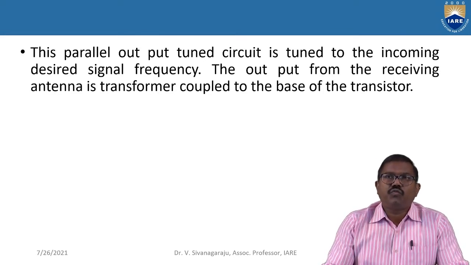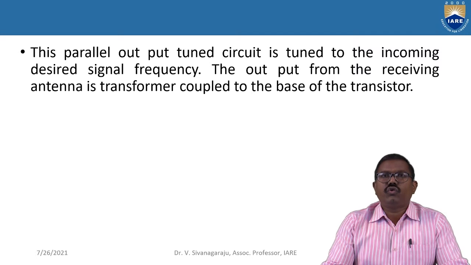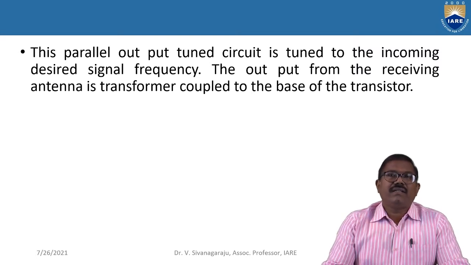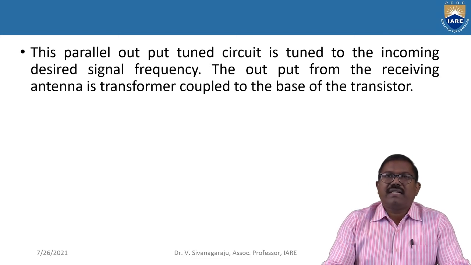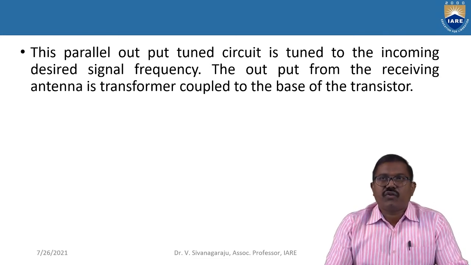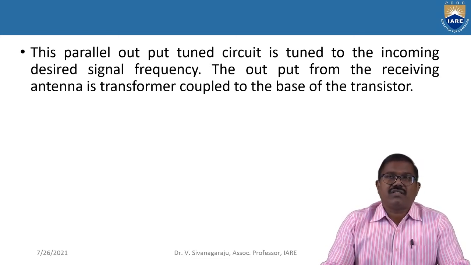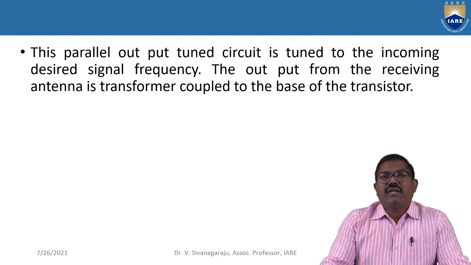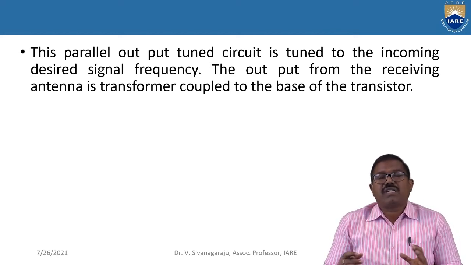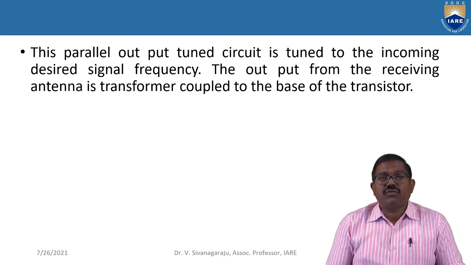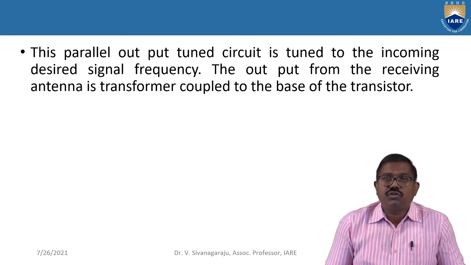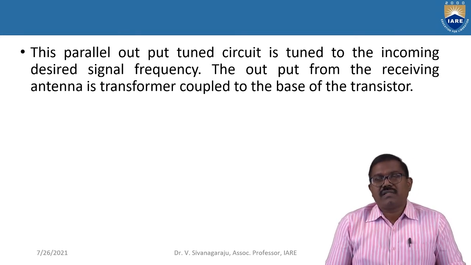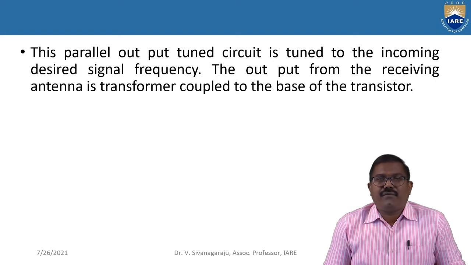So this parallel output tune circuit is tuned to the incoming desired signal frequency. The output from the receiving antenna is transformer coupled to the base of the transistor. So here this RF section comprises the input tune circuit, RF amplifier and output tune circuit. So now we are going to discuss the RF amplifier.